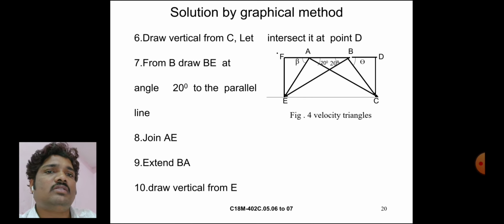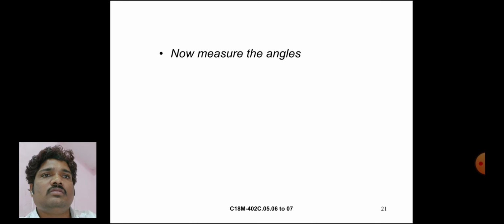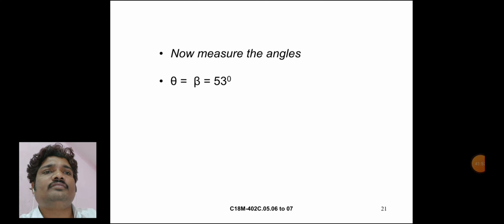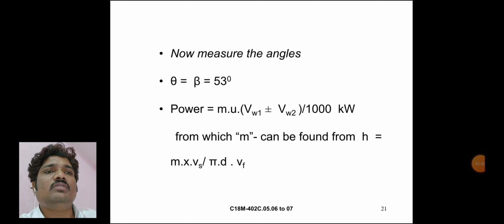Solution by graphical method. Now measure the angles. Theta is equal to beta, 53 degrees. Power, ME into (VW1 plus or minus VW2) by 1000 kilowatts, where VW1 is the steam inlet whirl velocity and VW2 is the steam outlet whirl velocity. From this, M can be found from H is equal to M into Vs by 5d Vf.